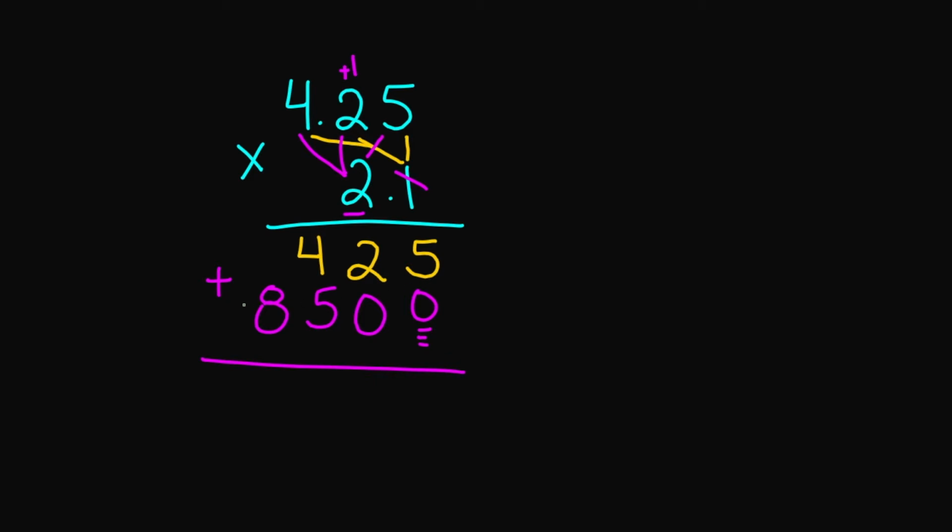So 5 plus 0 is 5. 2 plus 0 is 2. 4 plus 5 is 9. And then we have your imaginary 0 here. 0 plus 8 is going to give me 8.